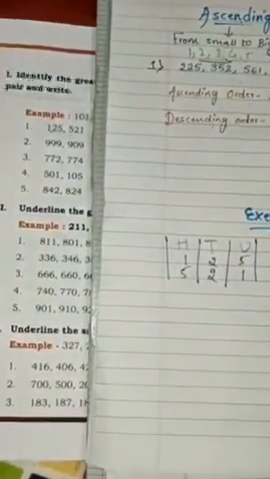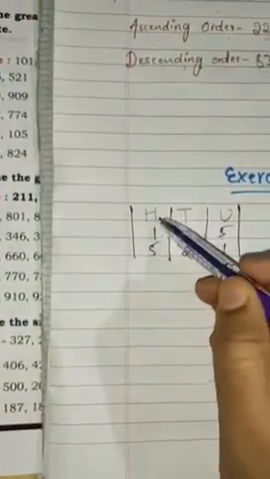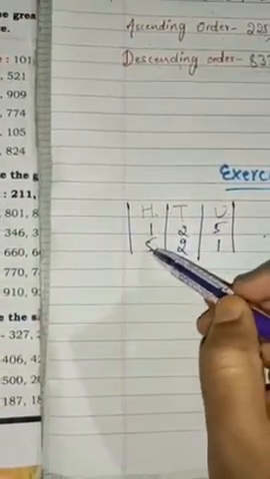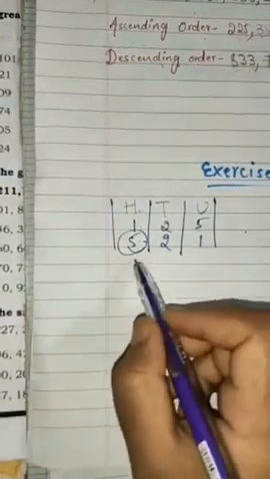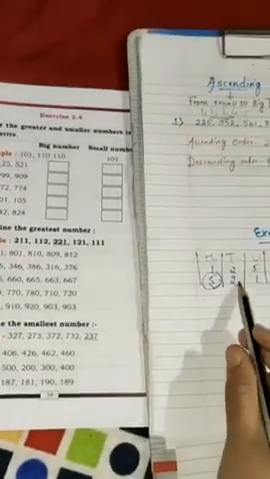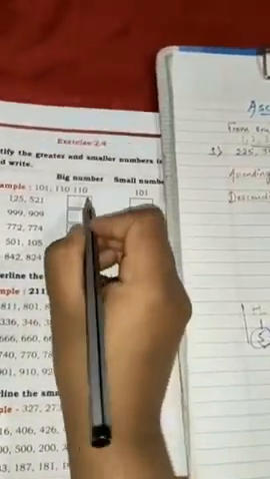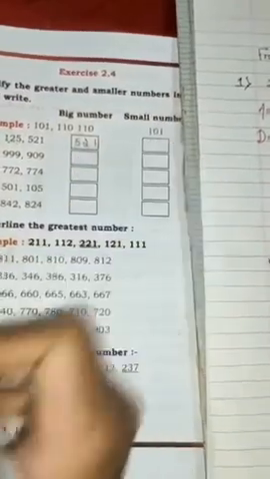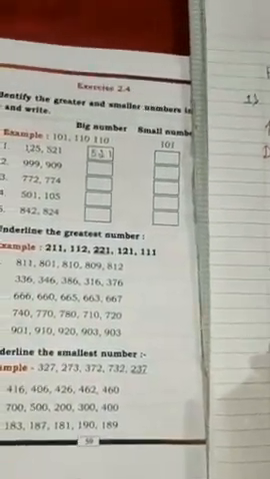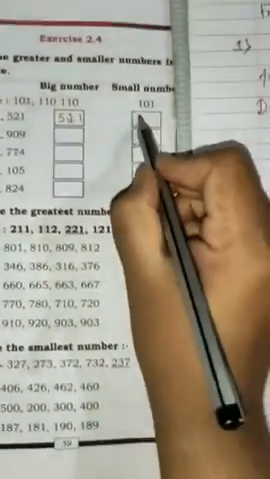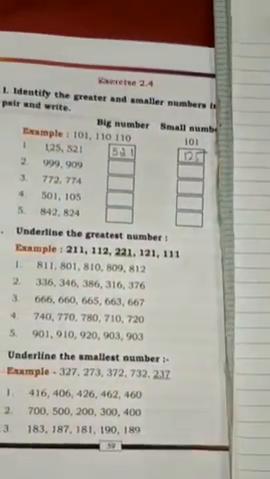Now what you have to do? You have to compare the digits in the 100 place. So now tell me which is the biggest one here? Yes, 5. Right? So 521 is the big number. So we'll write here 521. So now you tell me which is the smallest here. Of course, the remaining will be small. Which is the smallest digit here? 1. 1 is the smallest digit. So 125 is the small number.